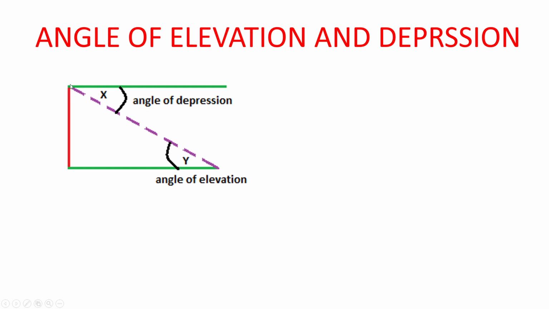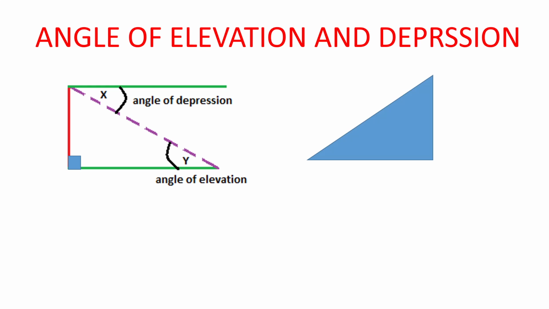So if you're standing up there, and this is the line of horizontal, and you're looking down, this is called the angle of depression. And if you're standing down here and you're looking up, this angle is called the angle of elevation. Here's another example. That's a 90 degree angle, by the way.